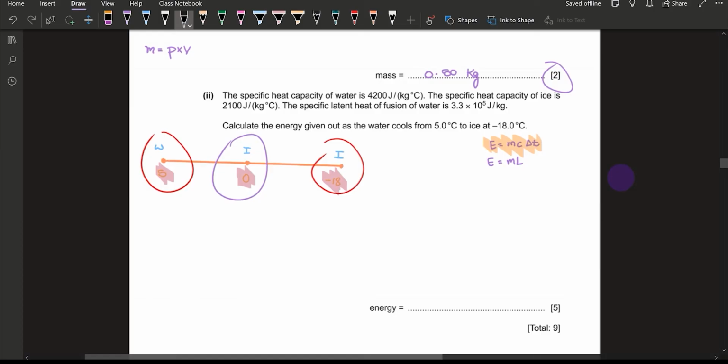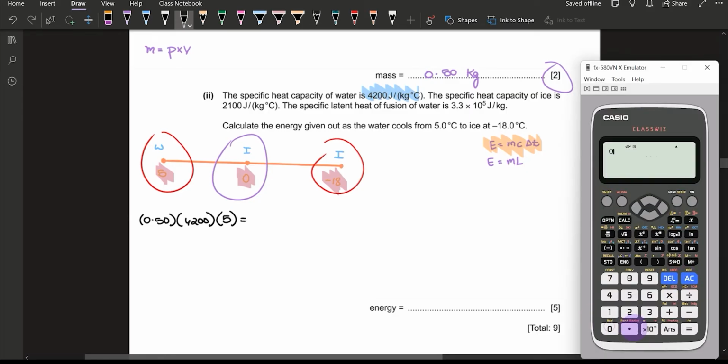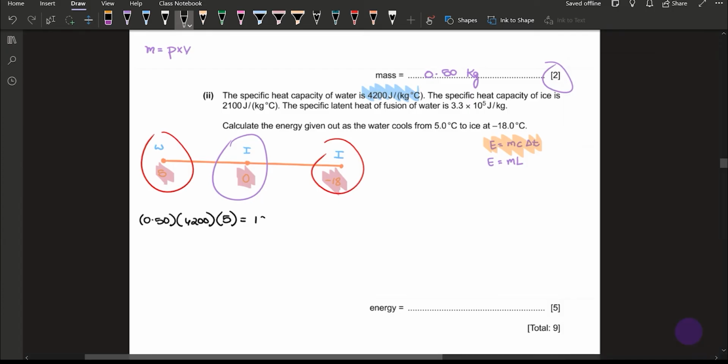So E equals m. We found out the mass, which is 0.50. C, which is the capacity. We're given with capacity of water here, which is 4200. So 4200 into delta T, which is temperature change, which is 5 degrees Celsius. So we can multiply this and write it here. It's going to be 0.50 into 4200 into 5, which is going to be 10,500. And this is going to be our energy for water.